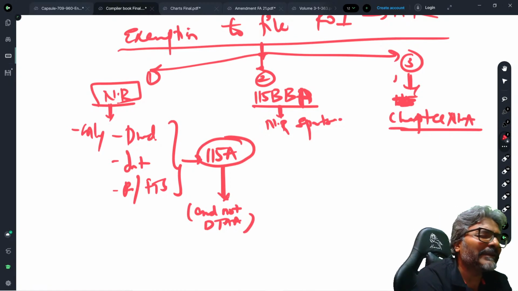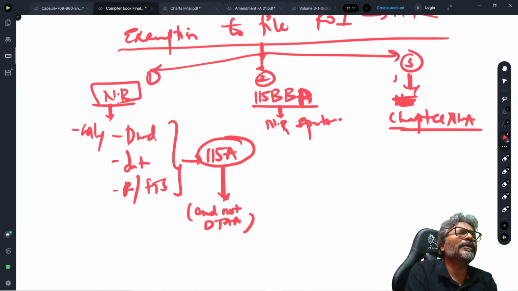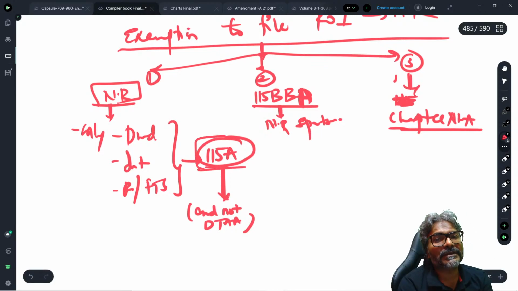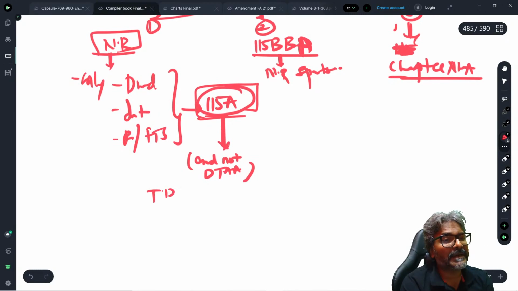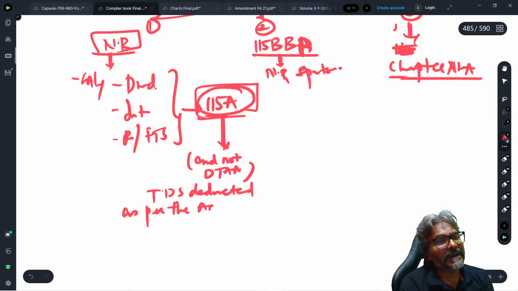Apply the logic. Why will this become mandatory? Because, apply the logic, students: in this particular case, we will have to see whether he is eligible for treaty or not. And for that purpose, will he have to file the return of income? And the answer is yes. So that is the reason why they are very categorically mentioning that the assessment should be done under section 115A of these incomes, and the TDS has been deducted as per the Act rate.